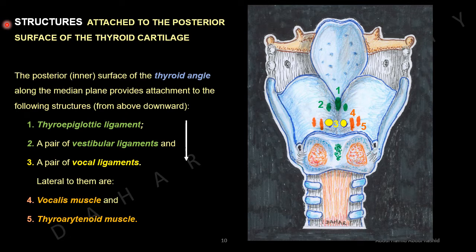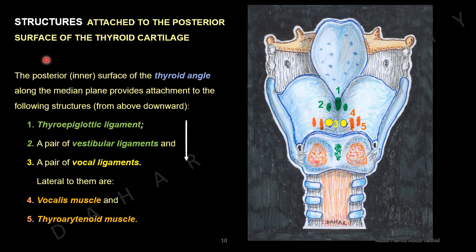Structures attached to the posterior surface of the thyroid cartilage. Let's see the diagram. This is the posterior surface of the epiglottis. This is the lower narrow part, the stalk of the epiglottis. This is the posterior surface of the lamina of the thyroid cartilage. Here the midline is the thyroid angle. This is the posterior surface of the cricoid lamina. This is the upper border, and here is the ridge, and on each side is the fossa for the attachments of the muscles.